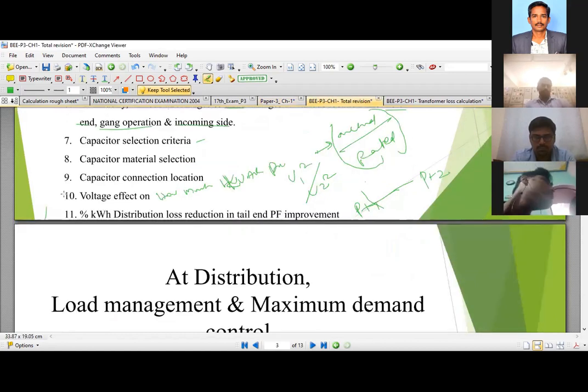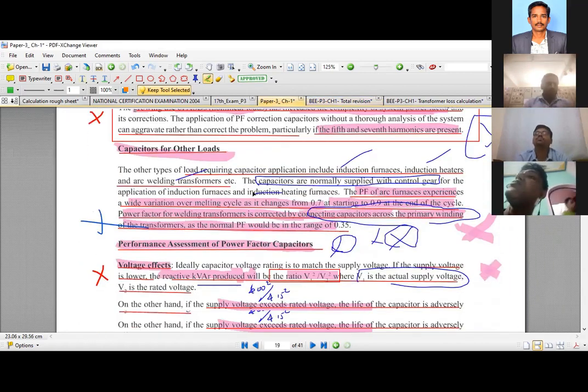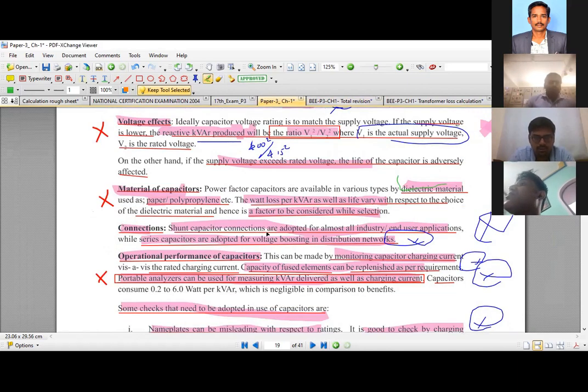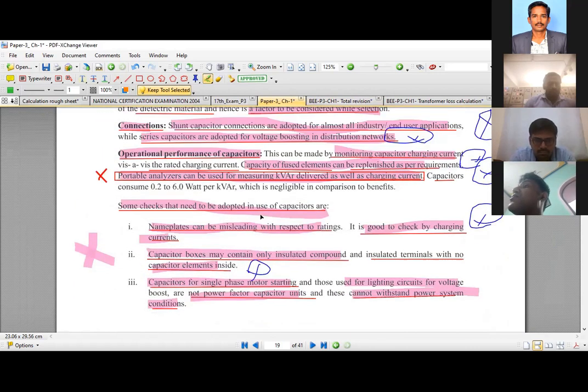These two are mainly important. And next, voltage: V1 square divided by V2 square, the voltage effect. And material selection: we select dielectric material like paper or polypropylene. And connection: shunt capacitor connection is almost industry end user application. Series capacitor is used for voltage boosting.